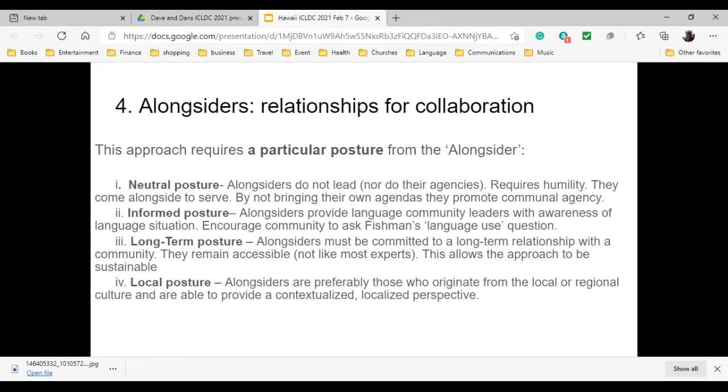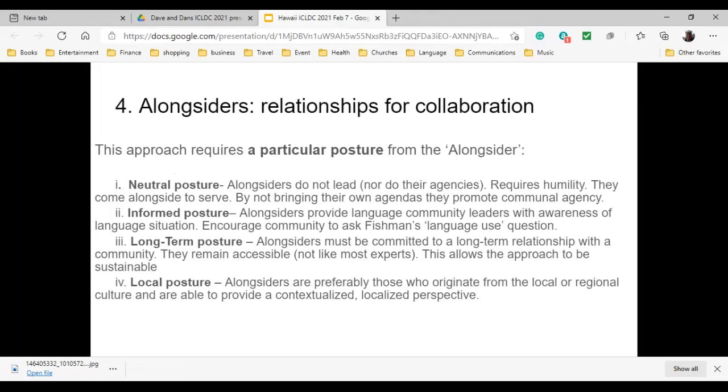So the approach of using the alongsider requires a particular posture from the alongsider. And there's four key components here. I'm going to read through them quickly, but the main thing is that the first, more crucial one, is that there needs to be a neutral posture.